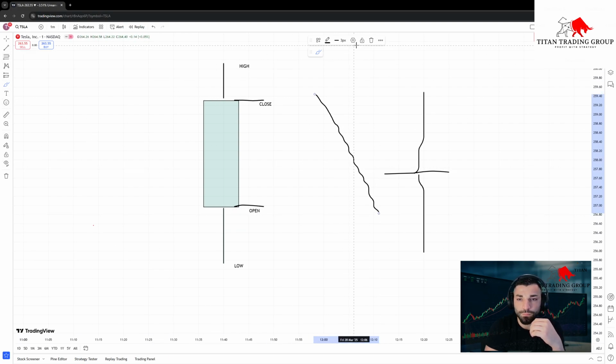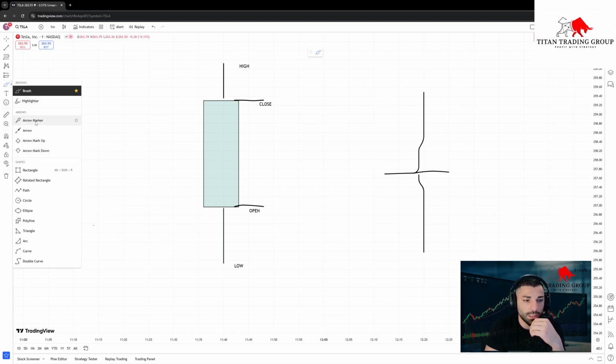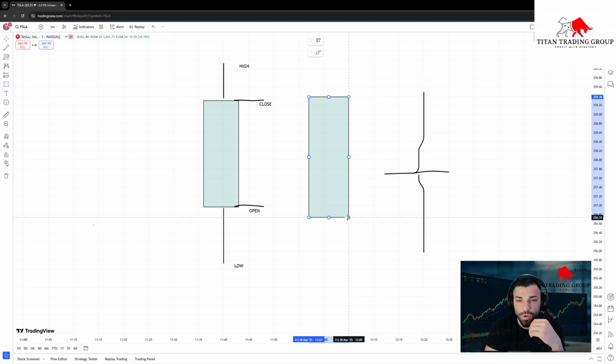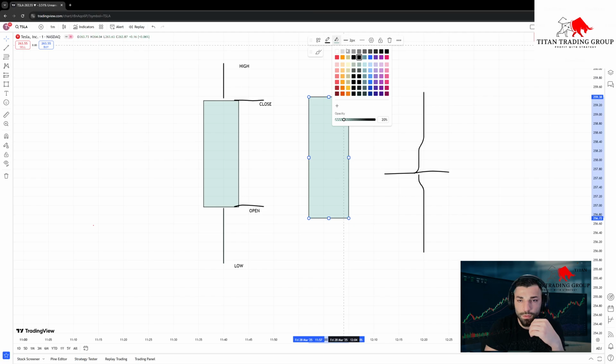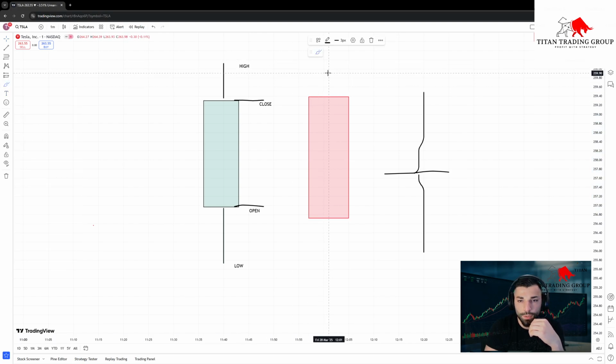Okay? And then the third candle would be the red candle, which is the bear candle. So we'll draw a candle here. And let's go ahead and make it red. Okay. And we're going to draw a wick up top. Make this bad boy red. And a wick down low.